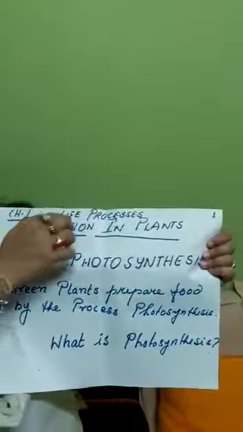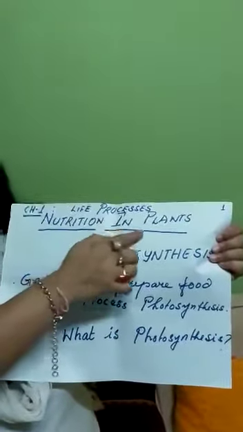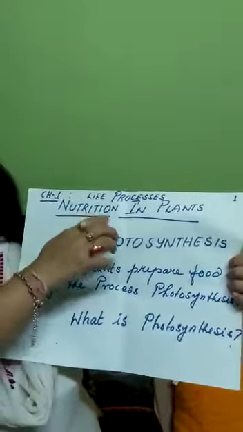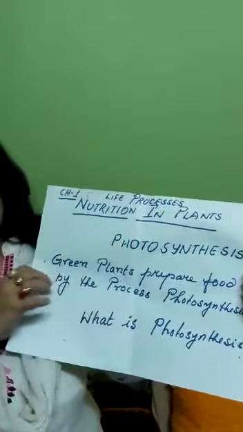So I don't have any blackboard nor whiteboard, so all you have to do is keep yourself ready with pen and copy, and you need to observe the placard I will be holding. So today's topic is chapter 1, life process, nutrition in plants. Now under nutrition in plants, the topic is photosynthesis.